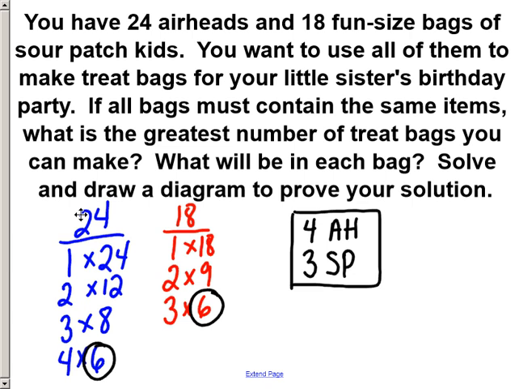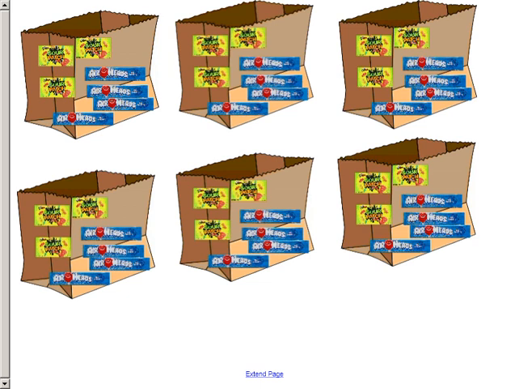And if I wanted to look at a picture of this, this is what it could look like. So notice I've got 6 bags, and each bag has 3 things of Sour Patch, 3 little bags of Sour Patch, and each bag has 4 Airheads in it. So that solution will work. I have used all of my Sour Patch and I've used all of my Airheads with nothing left over, and every bag has the same thing. So that solution will work. I have 4 Airheads and 3 Sour Patch in each bag.